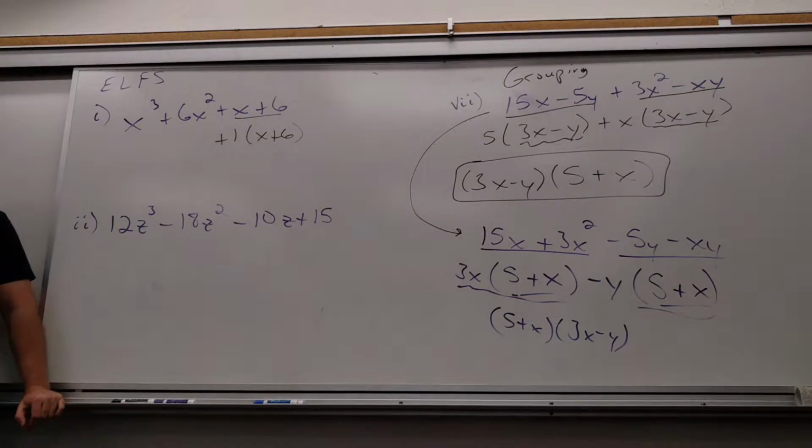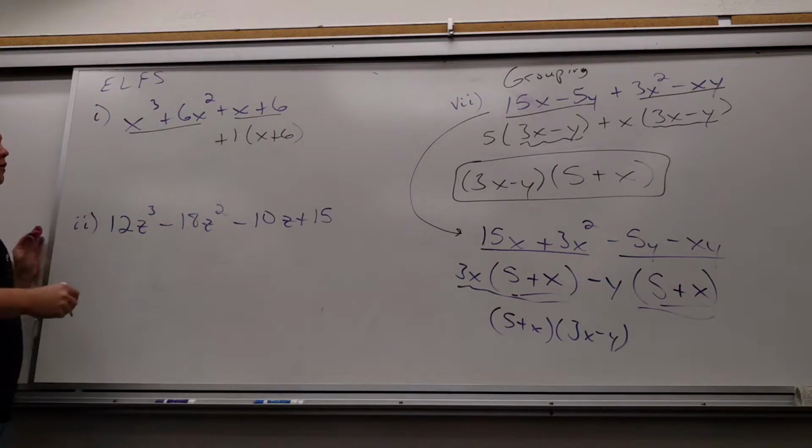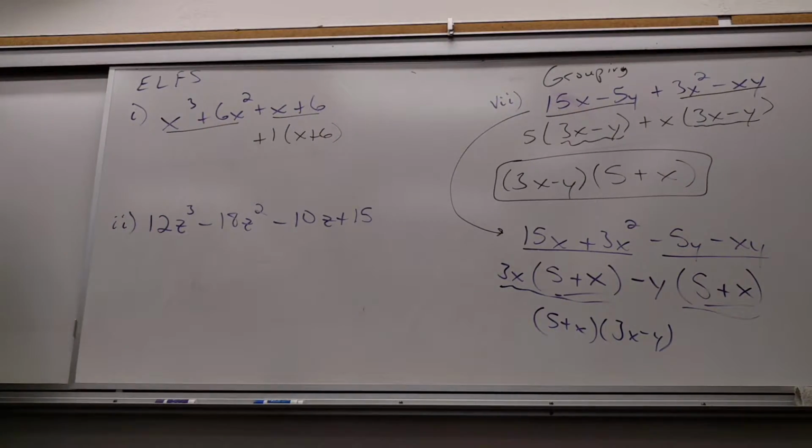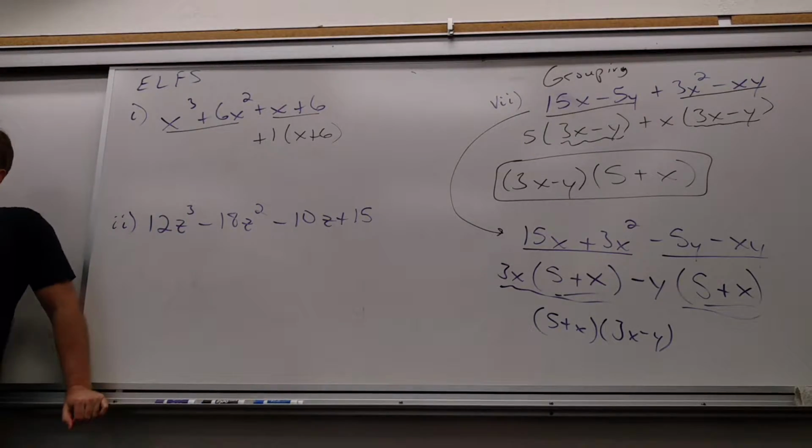x squared, x plus 6. Yes. x squared plus 4. Right? Oh, okay. So if you know some factoring, it's a sum of squares. You can't factor that. Don't worry about it. It's not part of what we're doing here.